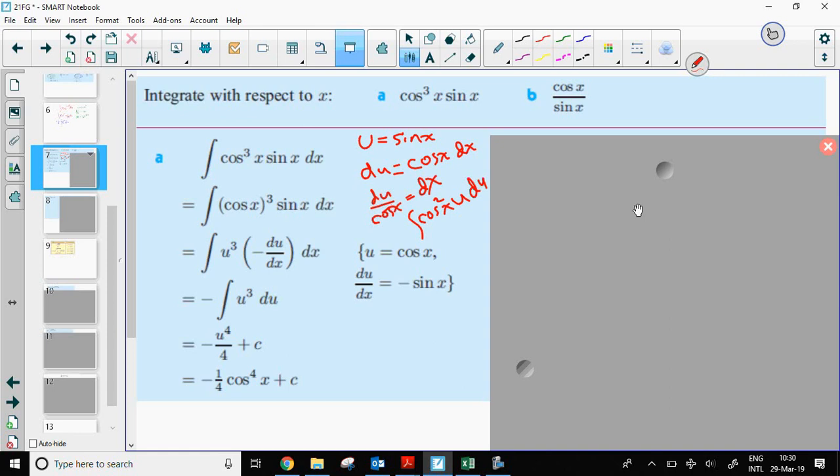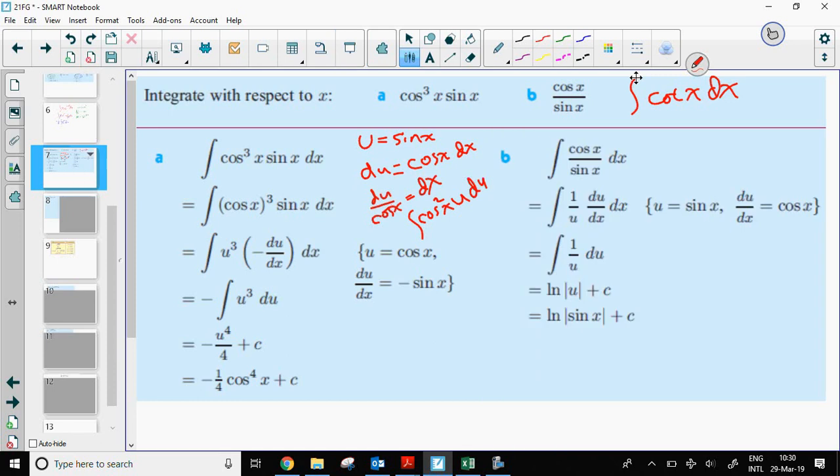Letter B, so we're integrating cosine over sine. By the way, that means that we're taking the integral of cotangent. Just wanted to throw that out there. If you wanted to integrate cotangent or tangent, neither of which are in the formula book, you would want to switch them out into sines and cosines and then perform a substitution.